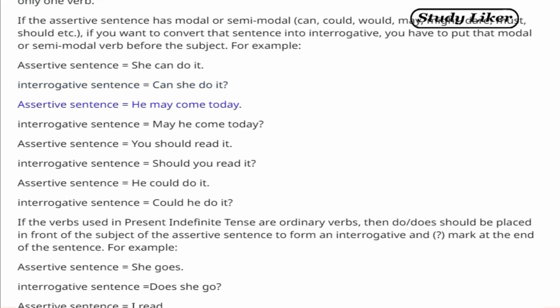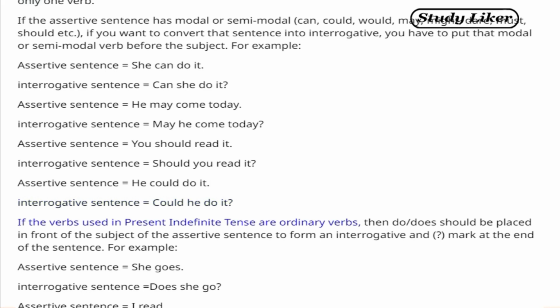Assertive sentence: He may come today. Interrogative sentence: May he come today? Assertive sentence: You should read it. Interrogative sentence: Should you read it? Assertive sentence: He could do it. Interrogative sentence: Could he do it?